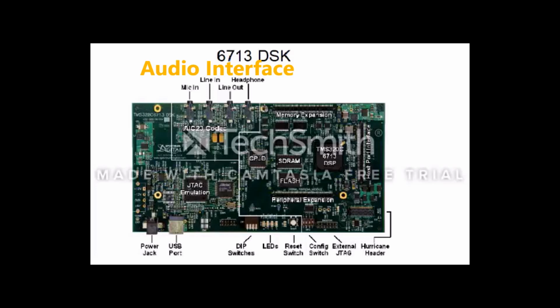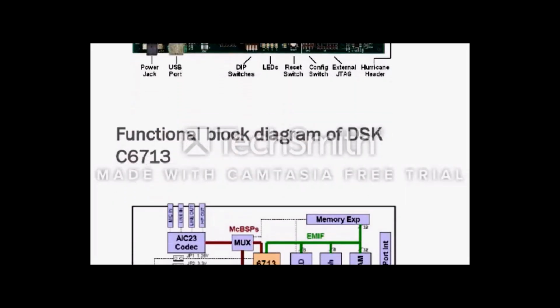but audio interface, that is connected by AC23 codec. 2 is for input and 2 is for output. There will be mic input and line input, and 2 outputs will be line output and headphone. And it is basically a stereo input and output. So we have a left and right channel. So when you do the experiments using the AC23 codec audio interface, we have to make sure which channel we are connecting. We quickly go to the functional block.